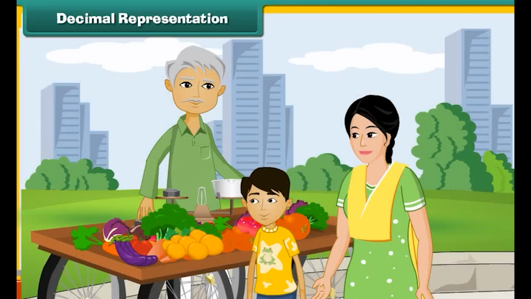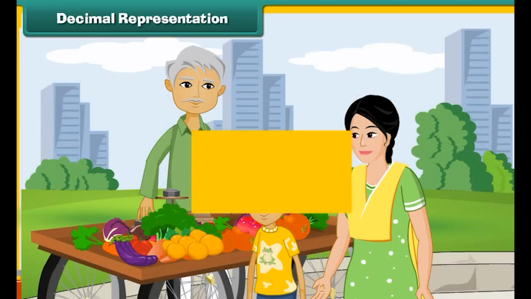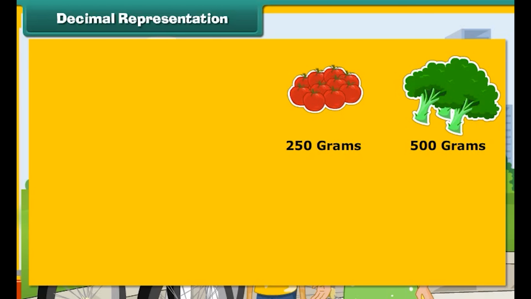Akshay accompanied his mother to the vegetable market. There, he saw his mother buy 250 grams and 500 grams of different vegetables. He wanted to express the quantities purchased as kilograms. To be able to do so, Akshay must first understand the units used to measure quantities of solids.